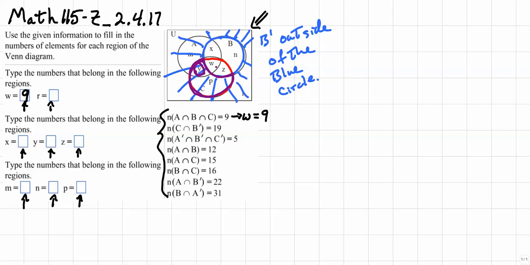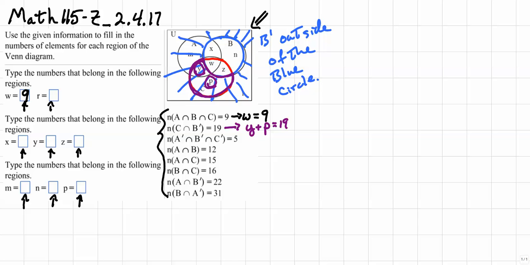That means that Y and P are contained in C intersect B complement. So I would have Y plus P is equal to 19. Now I'm going to need to figure out what either Y is or what P is to figure out what the other one is. And we're going to continue on like this.